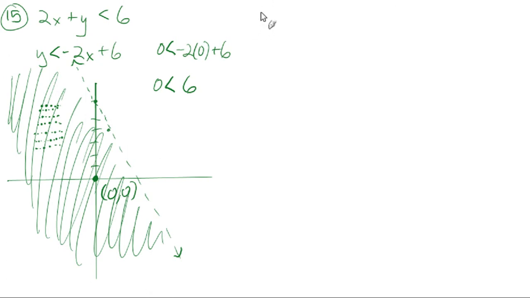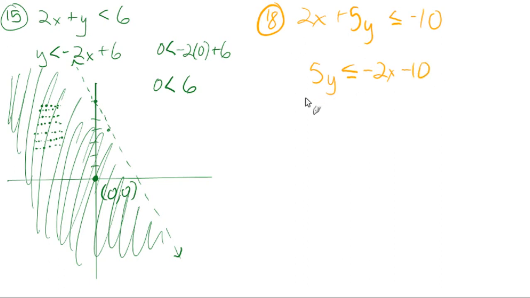Okay, so let's do another, number 18. 2x plus 5y is less than or equal to negative 10. 5y is less than or equal to negative 2x minus 10, just subtracting 2x from both sides. We want slope-intercept form, so we're going to divide by 5 on both sides. Okay, no need to flip that sign around. This is a positive 5, so that's fine. So we get y less than or equal to negative 2/5 x minus 2.